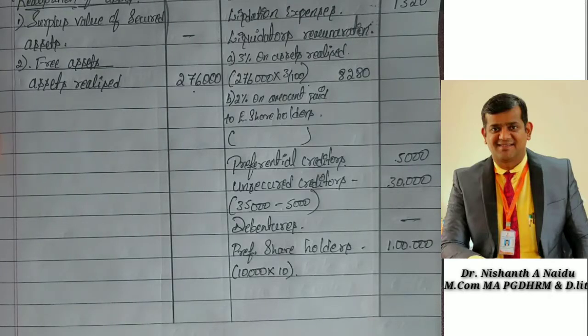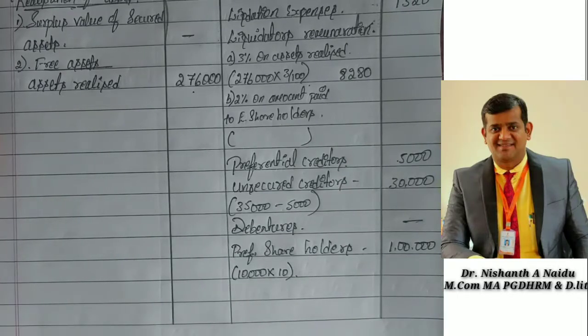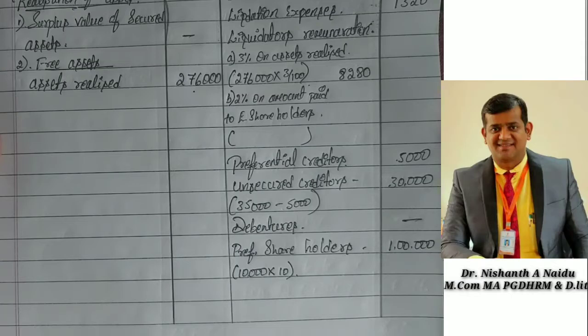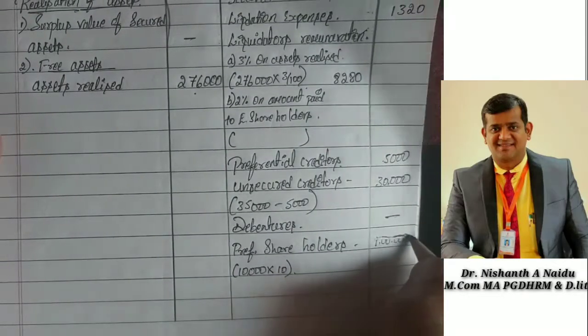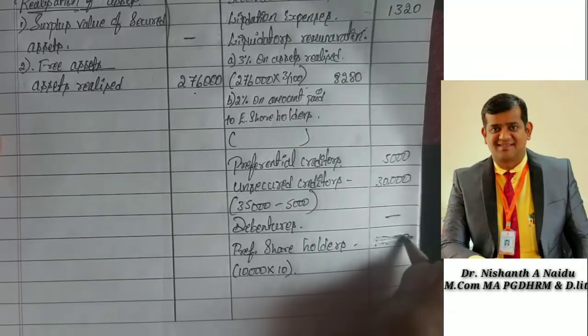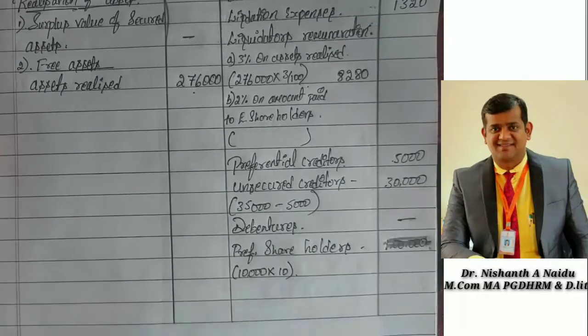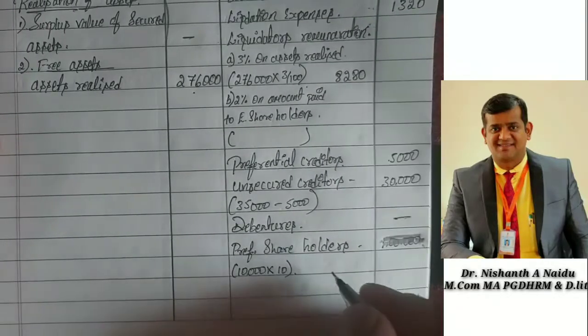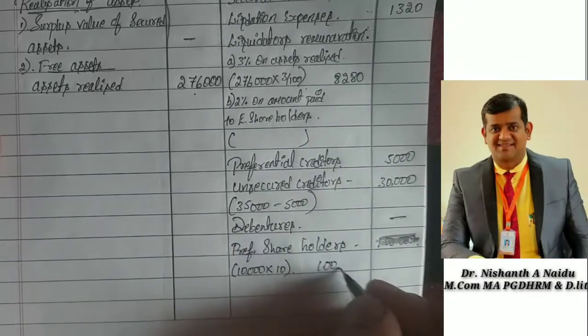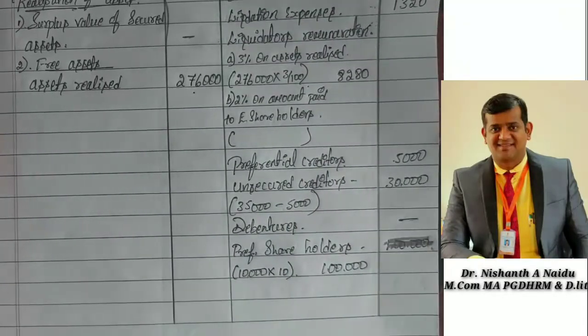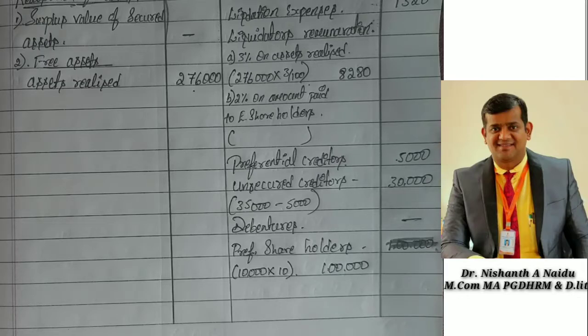So here in the problem there is one more adjustment he has given. So we have to consider that adjustment, and be a bit careful on this part. Since there is an adjustment which is related to preference shares, I am scratching this out. I am writing this 1 lakh here. See, in the problem they said, where is that adjustment?